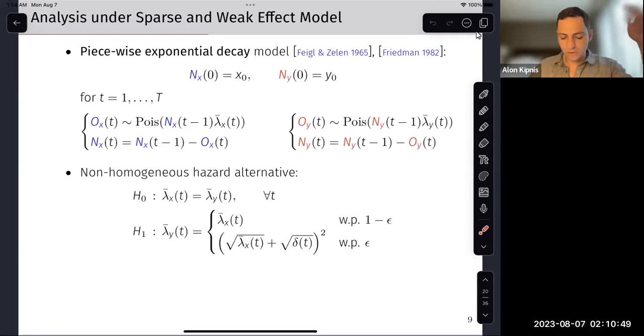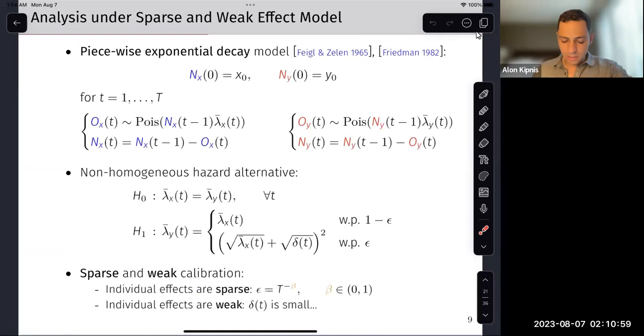This is a shift in the Hellinger distance, and it's a shift by another parameter, delta t. This delta represents the size of the effect. And what we will do is calibrate this whole system, the epsilon here and the delta, such that there is a sparse and weak situation here. So this is a session of sparse and weak signal detection.